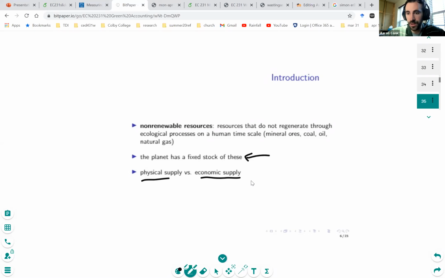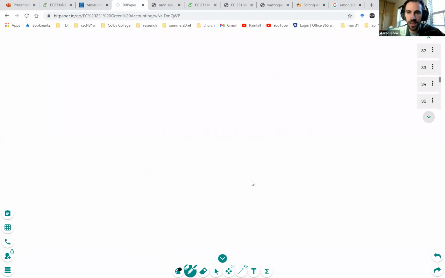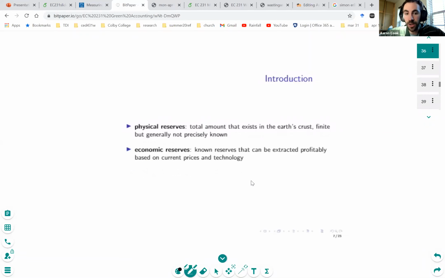So this distinction between physical supply and economic supply is critical for understanding what's going on in this previous graph, where we have some growth in the reserves over time. Just to formally define these things, physical reserves are the total amount that exists in the Earth's crust. It's finite, but the economic reserves are a little bit of a different thing. Those are the known reserves, the reserves that we've identified, that we can extract profitably based on the current prices and technology. Both the current prices and current technology are extremely important for determining what these reserves are, how large they are, and how long we might expect them to last.